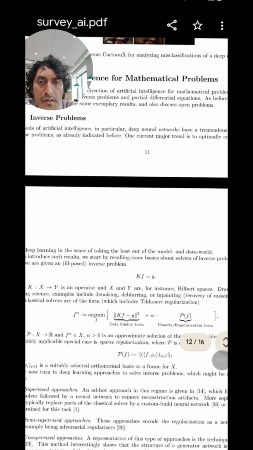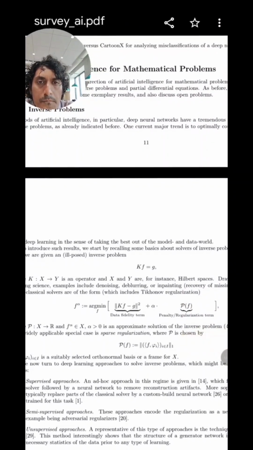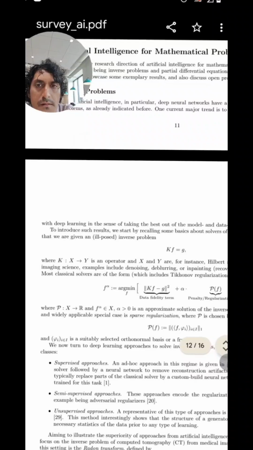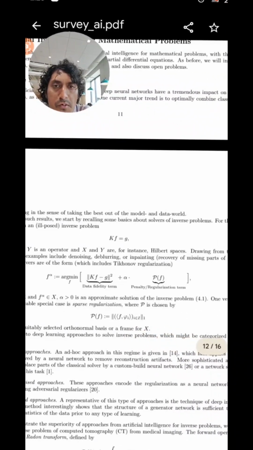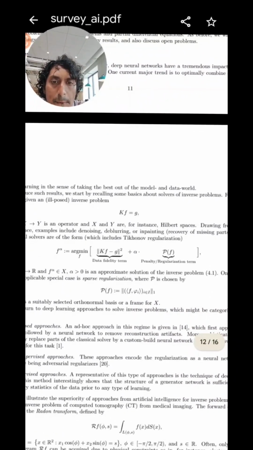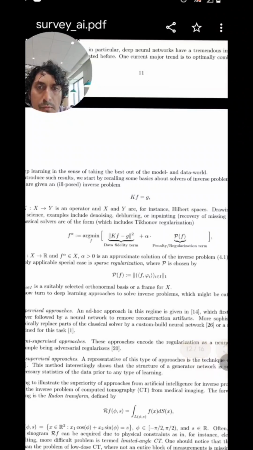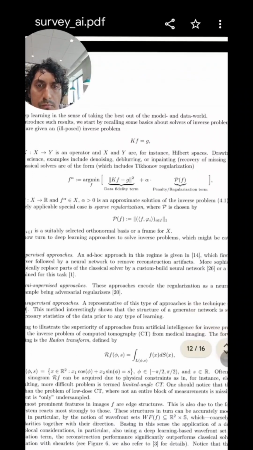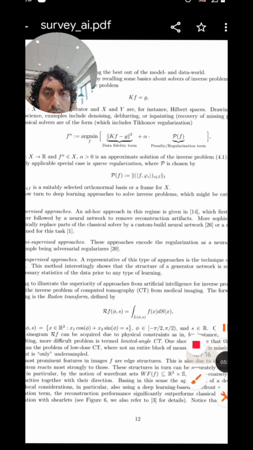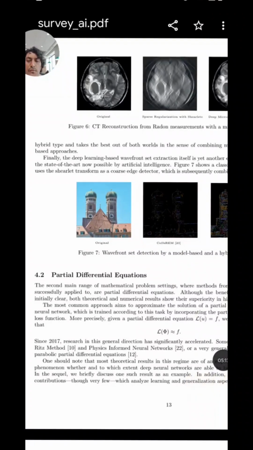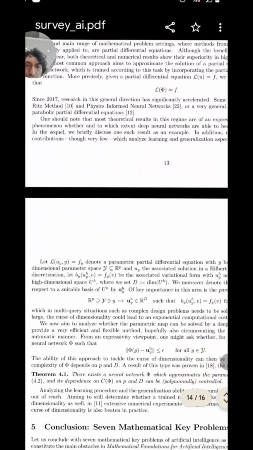It also talks about the inverse problem. So, given an ill-posed inverse problem, Kf equals g, from there we want to find the inverse. And then of course the partial differential equations.